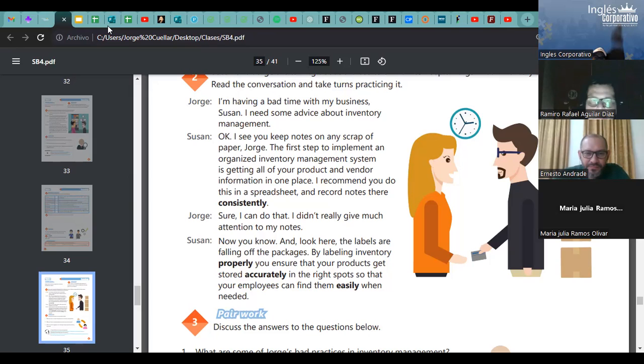I didn't really give much attention to my notes. Now you know. And look here, the labels are falling off the package. By labeling inventory properly, you ensure that your products get stored accurately in the right spot so that your employees can find them easily when needed. Thank you. Very good. Nice.